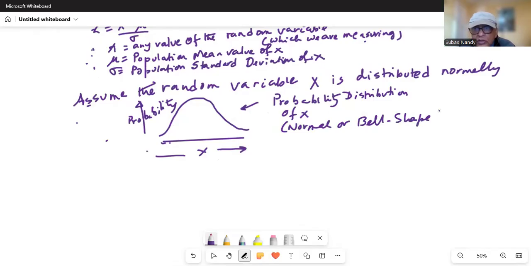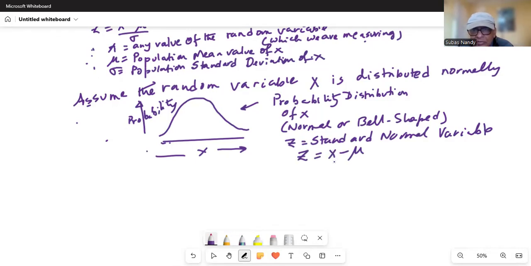Now, the way we have defined z is the standard normal variable. You have heard this term again and again in statistics, standard normal variable. So what does it mean? It means z is given by x minus mu by sigma, right? So mu is the population mean, and sigma is the population standard deviation.